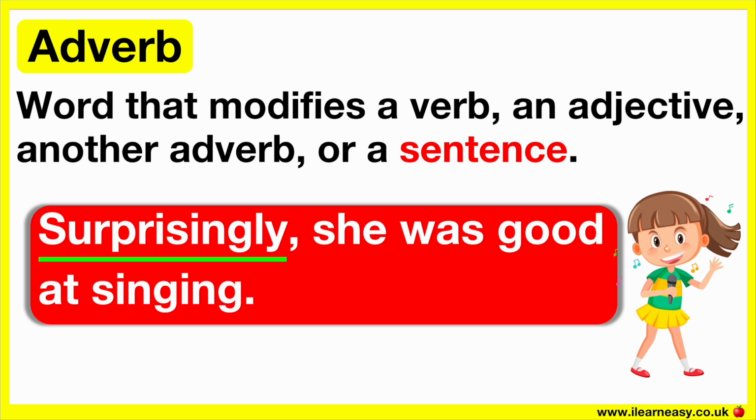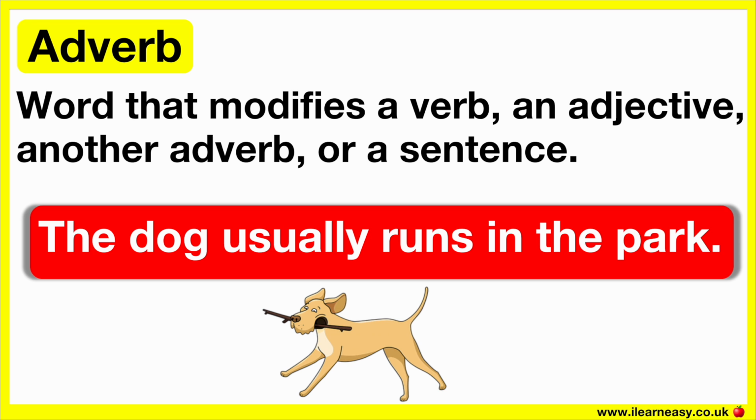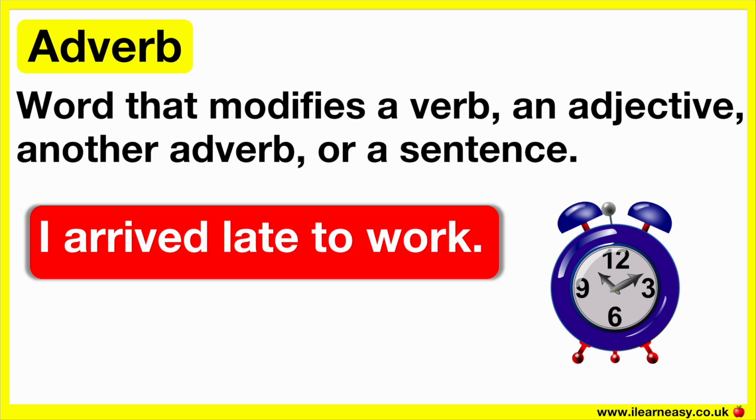Now let's look at adverbs in sentences. The dog usually runs in the park. The adverb in this sentence is usually because it describes the verb runs. I arrived late to work. The adverb in this sentence is late because it describes the verb arrived.